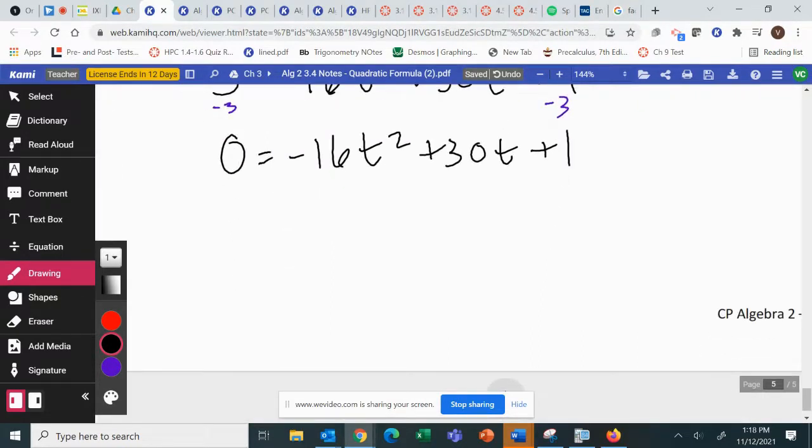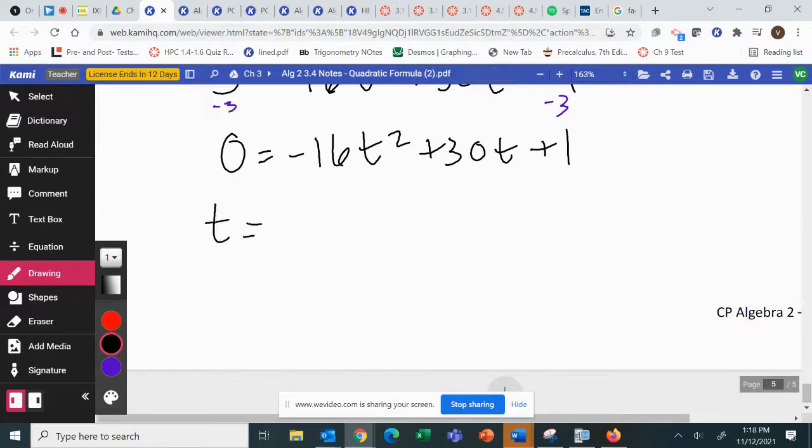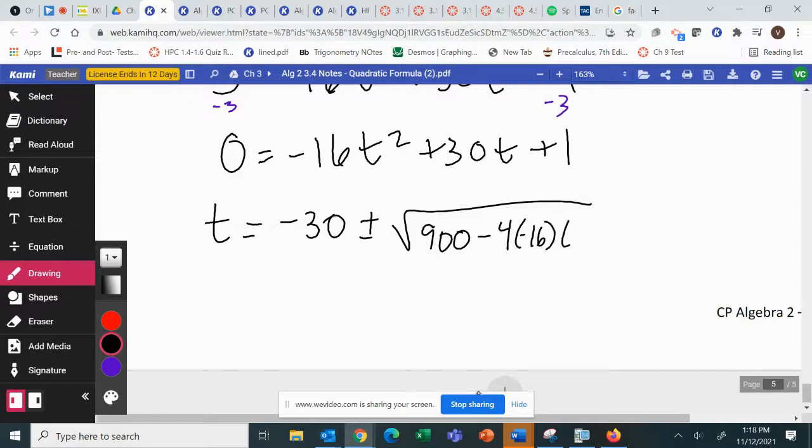How's the song start? We don't have any X's, so how's my song going to start this time? T equals opposite B plus or minus square root B squared minus 4AC all over 2A.